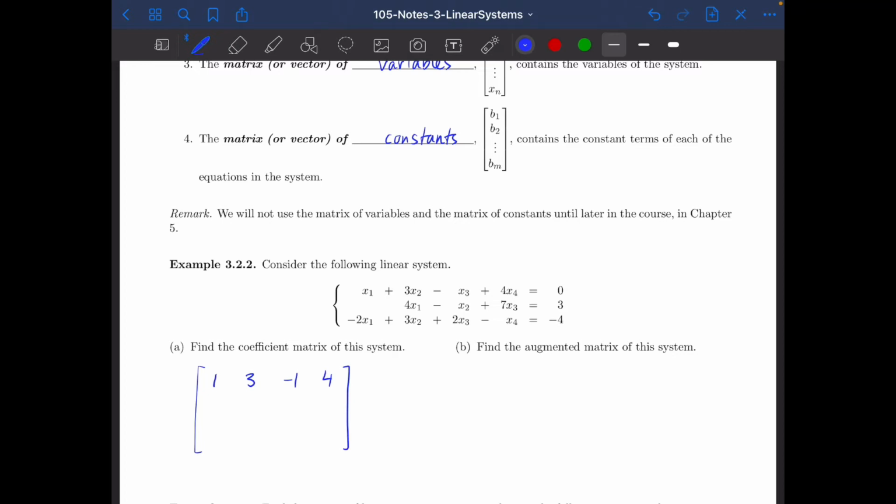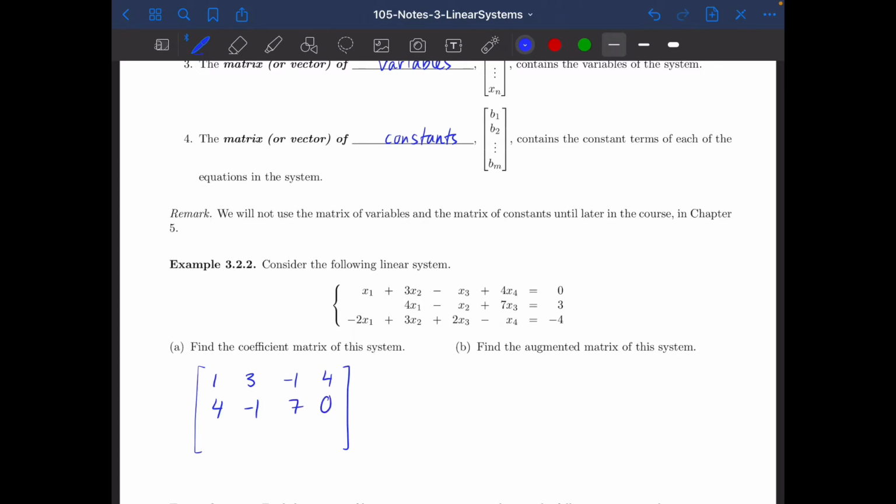Now in the second row of the coefficient matrix, we have the coefficients of the variables in the second equation of the system, which is 4x1 minus x2 plus 7x3 equals 3. Now be careful here. The coefficient of x1 isn't 0 here. The coefficient of x1 is 4. The coefficient of x2 is -1. The coefficient of x3 is 7. And the coefficient of x4 is 0.